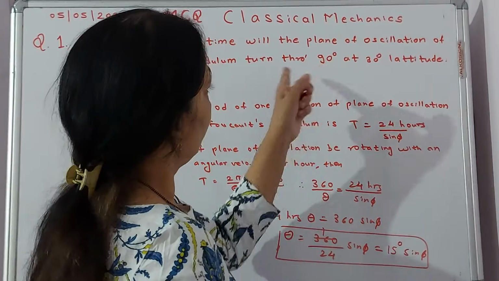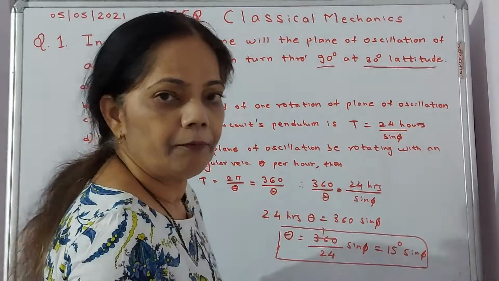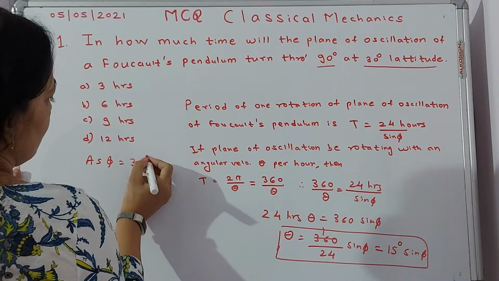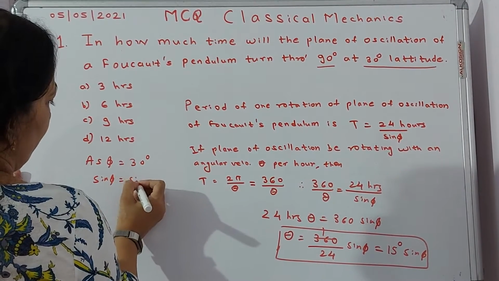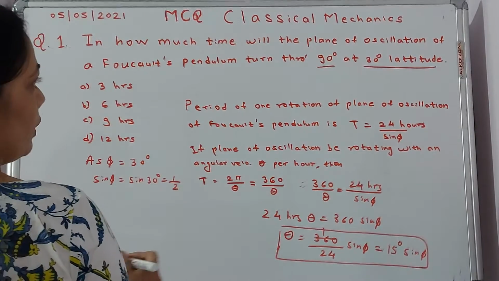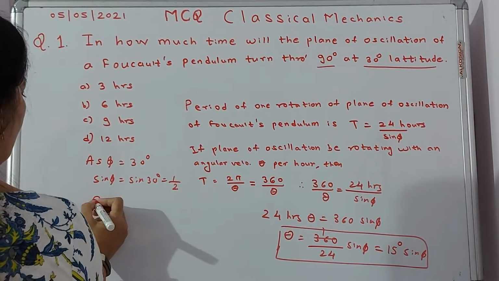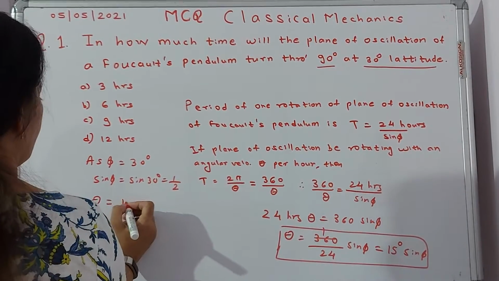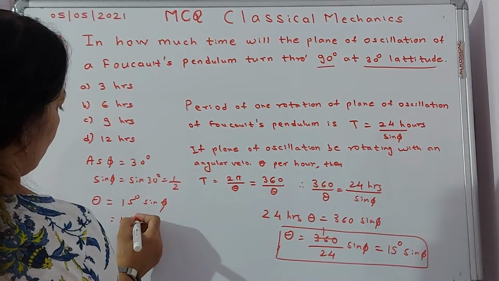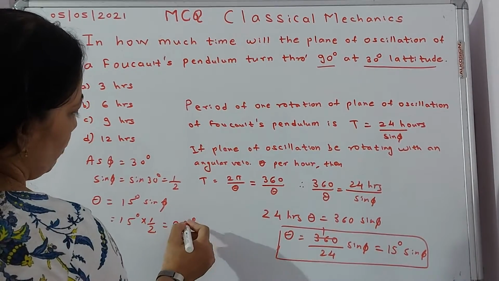right? Now the question is to check that it has to turn through 90 degrees at 30 degrees latitude, meaning you have been given phi. So phi, which is latitude, in this case is 30 degrees. Sine phi will be sine 30, and sine 30 is 1 by 2, or half. You have to turn through 90 degrees, so a simple logic: theta is equal to 15 degrees sine phi. Since sine phi is half, it should become 7.5 degrees. So I am almost close to the answer.